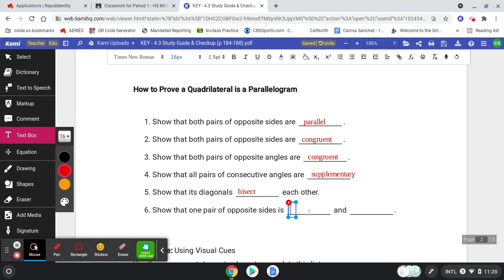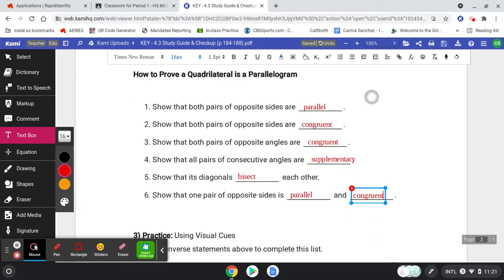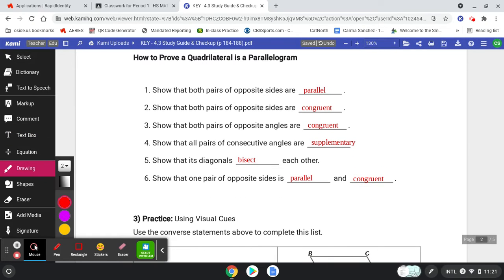And finally, this is a little key one here. If we can show one pair of opposite sides is parallel and congruent, and I'll show you what this looks like in a picture here, then we can say it is a parallelogram. So here's what this one would look like. Let's say that I have a shape that looks like a parallelogram. Actually, let me draw it down here with that statement.